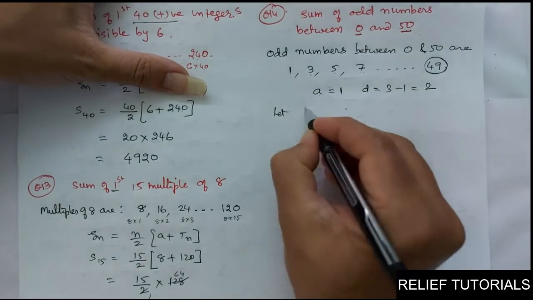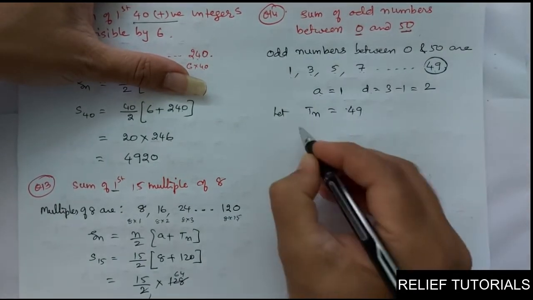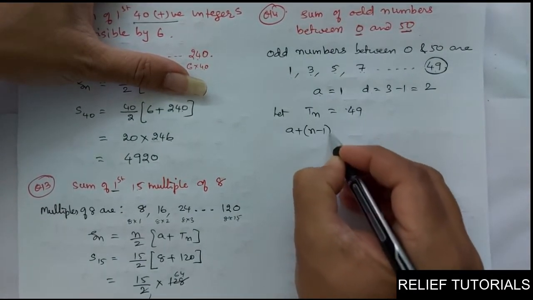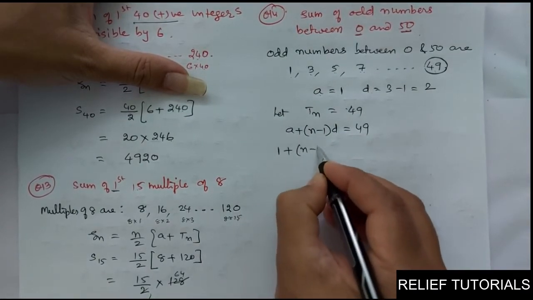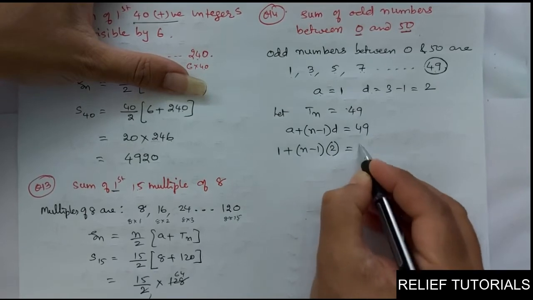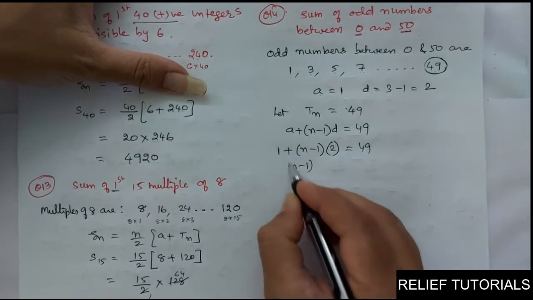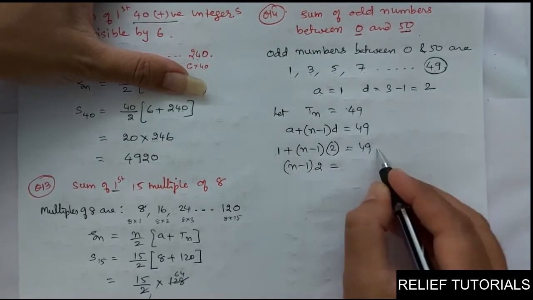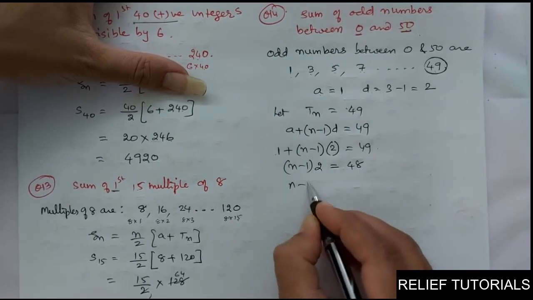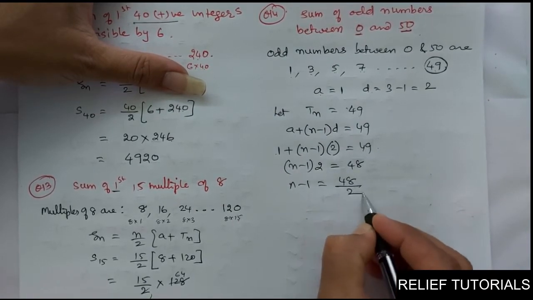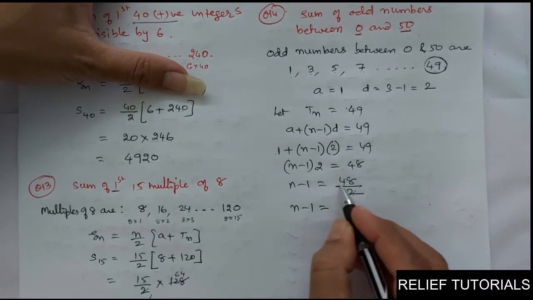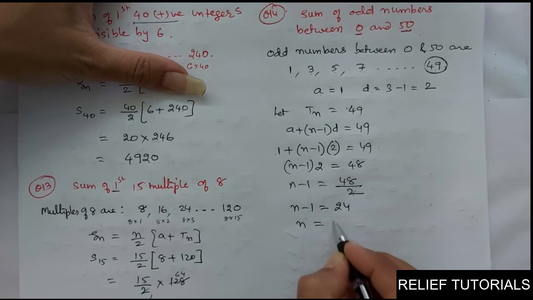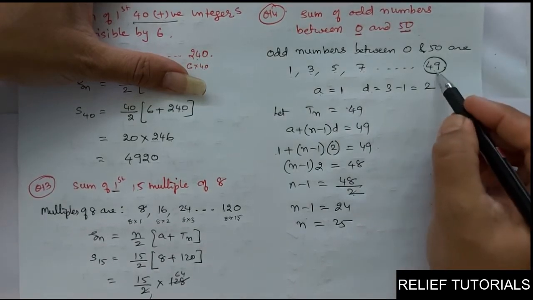So we can say let Pn is equal to 49. So a plus n minus 1 into d is equal to 49. a is 1 plus n minus 1, difference is 2, is equal to 49. So n minus 1 into 2 is equal to 49 minus 1, 48. So n minus 1 is equal to 48 upon 2, multiplication goes here as division. So n minus 1 is equal to 24. So n is equal to 25. So this is the 25th term. So there are 25 terms.